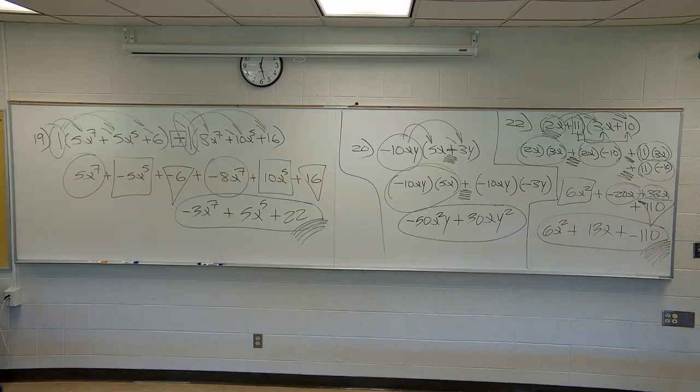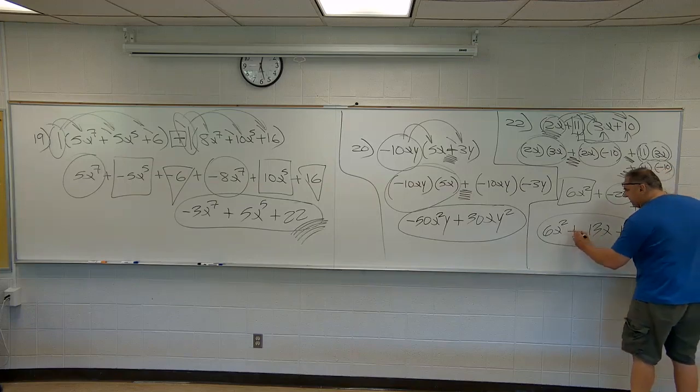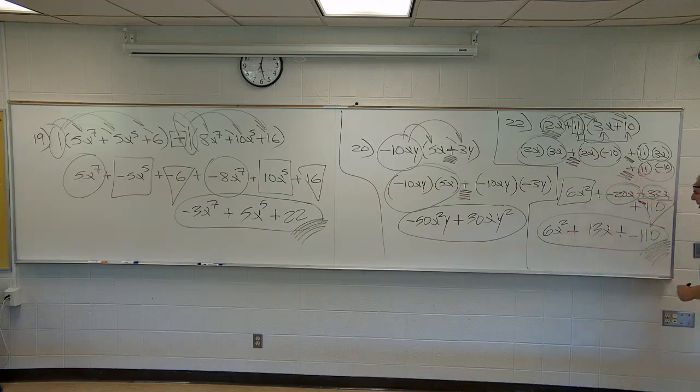It depends how they want you to give the answer. But they've got answer blanks and stuff like that. There's a lot to look at depending on the system that's being employed. So 6x squared plus 13x plus negative 110. Yeah, looks pretty good. That's 22, you guys.